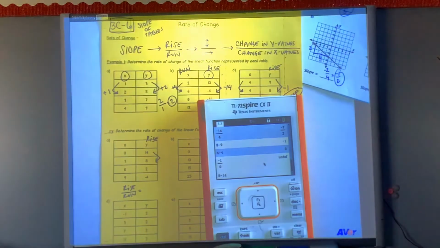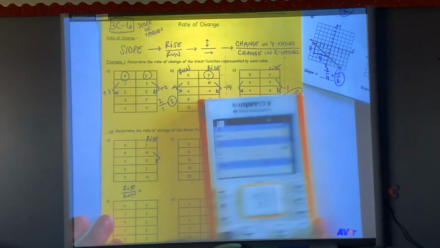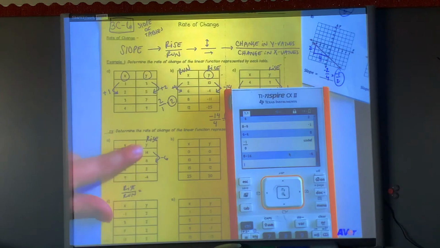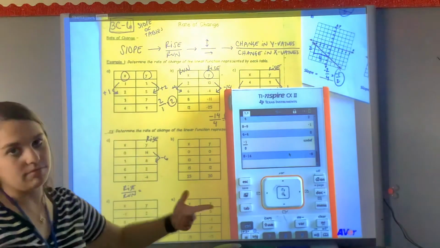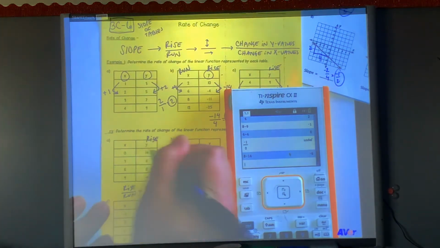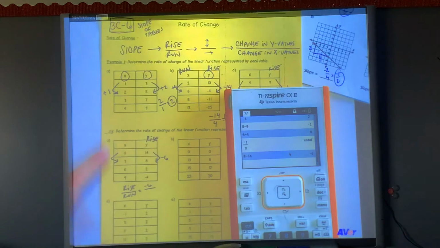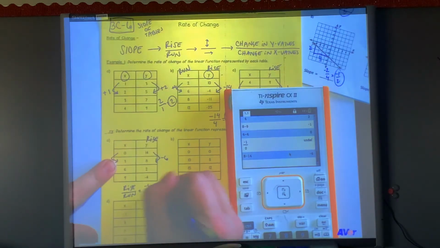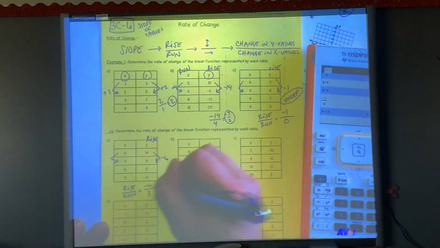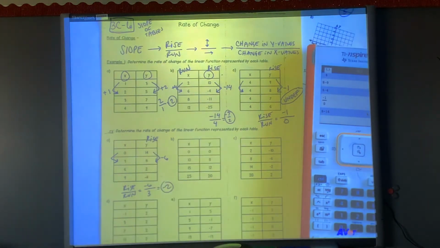So 8 minus 14. And that gives us a negative 6, which makes sense because these numbers are going down. We don't have a rise going up. We have a rise going down, okay? So negative 6 is the rise. The run from the same 2 points goes from 0 to 3, and I can tell that that is 3. Negative 6 divided by 3 is negative 2. Do not forget the negatives or you will get them wrong.